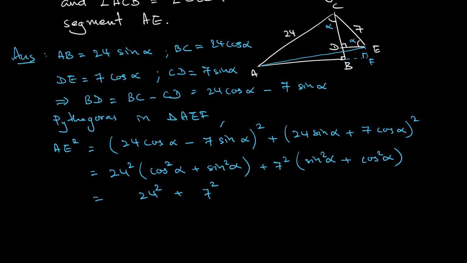24, 7, 25 is a Pythagorean triple, right? That is 25 squared. Even if you don't remember this, it is small enough to do, right? 24 squared plus 7 squared would be 625, which is 25 squared. Okay. So yep, that will give you AE to be 25.